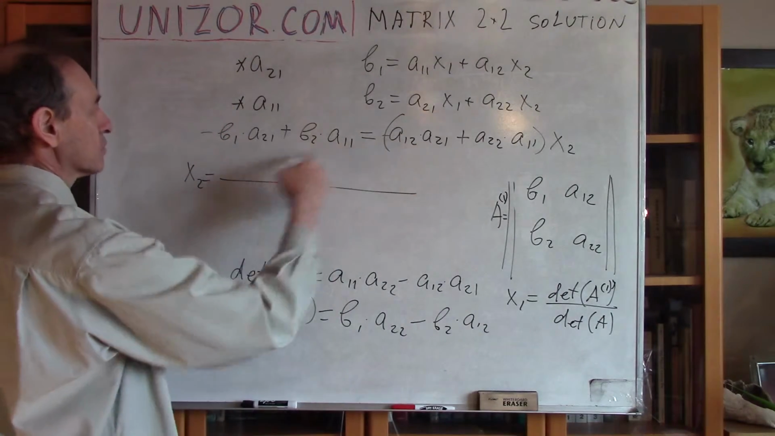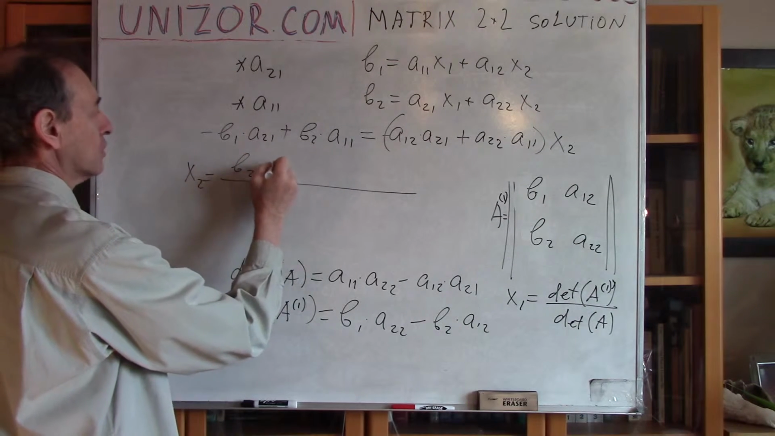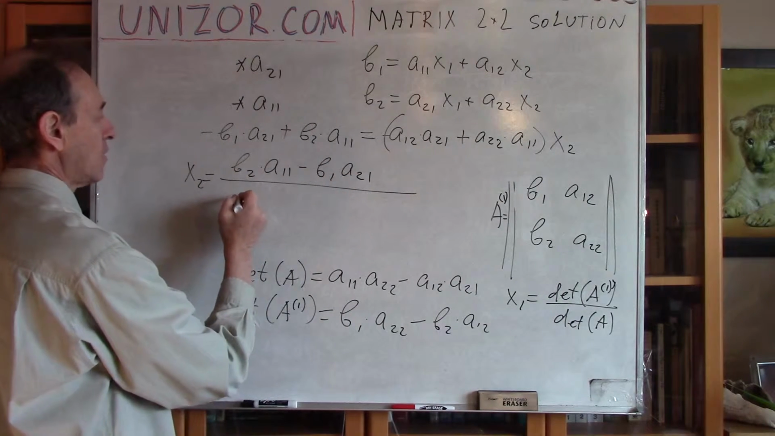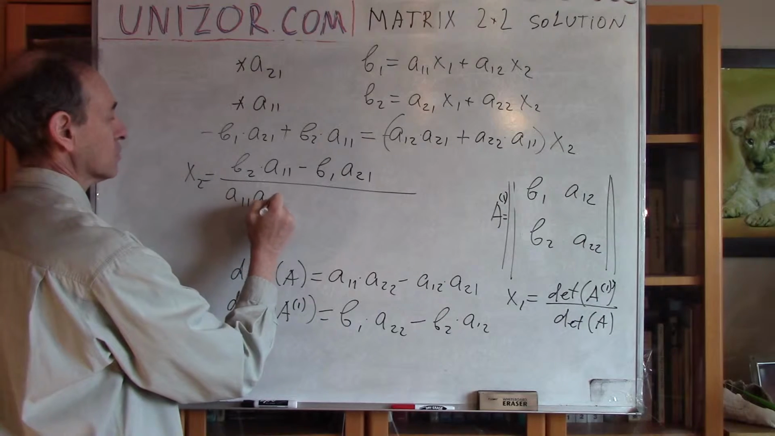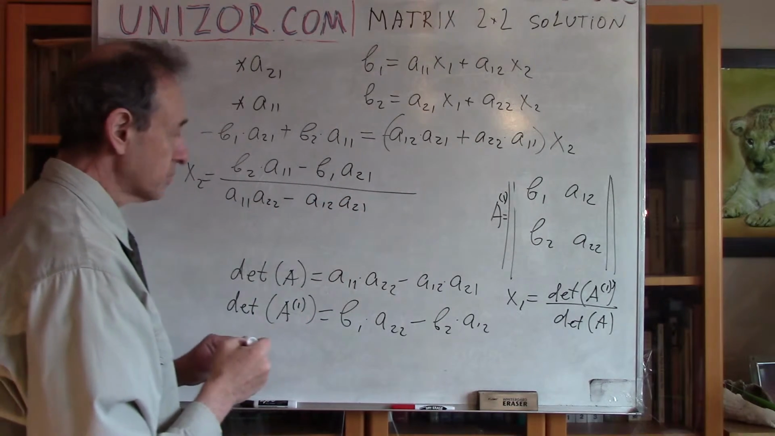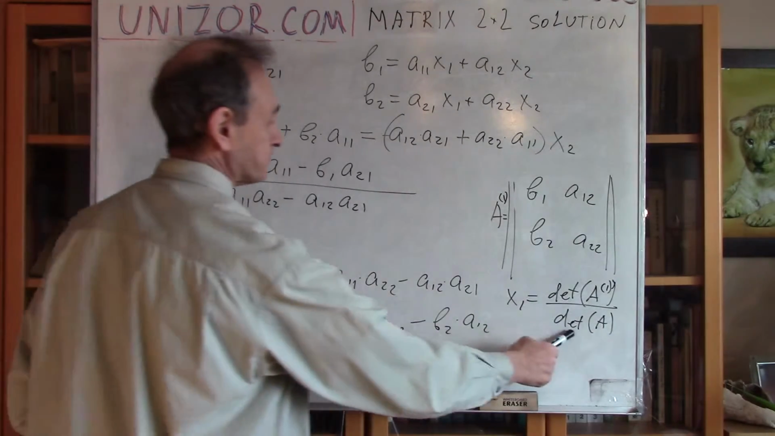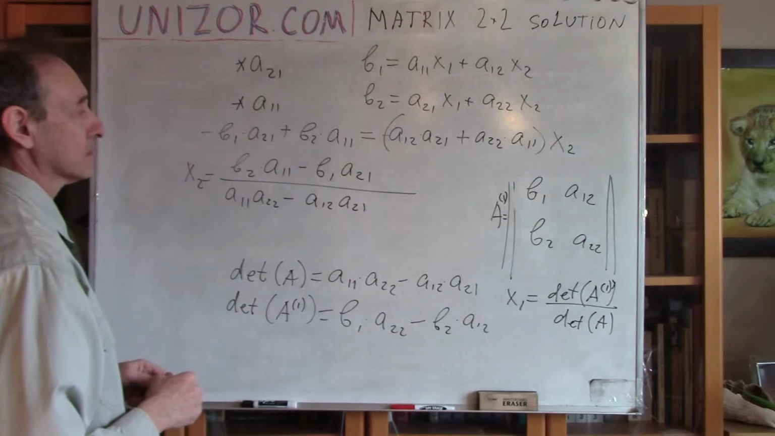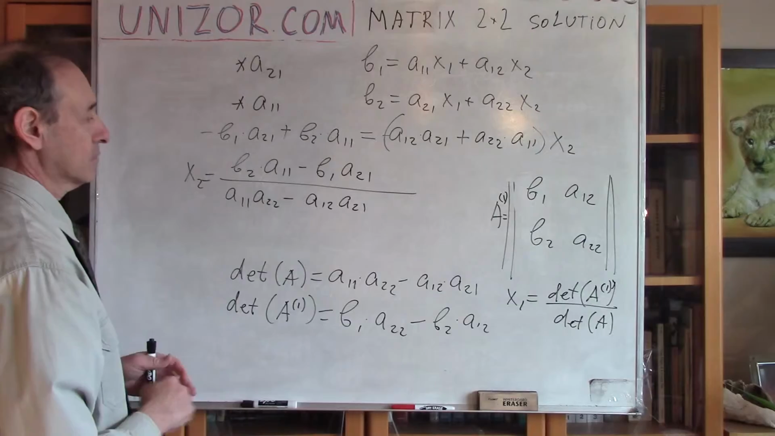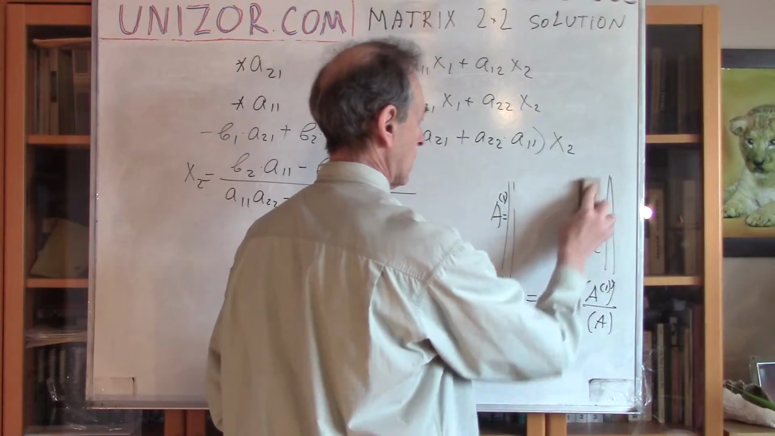So x2 is equal to, in the numerator, b2 a11 minus b1 a21, and the denominator is a11 a22 minus a12 a21. Well, lo and behold, in the denominator I have exactly the same determinant of matrix A. Now here, what do I have in the numerator? Well, let me just use the same approach, but slightly different here.